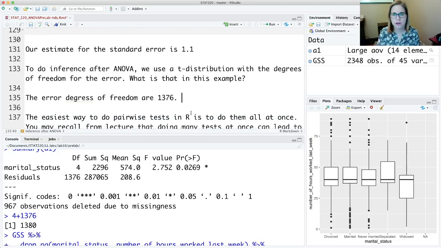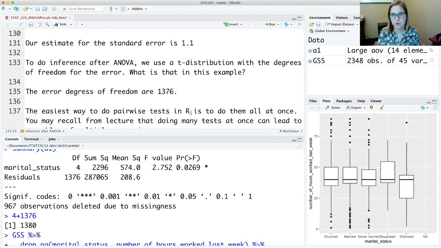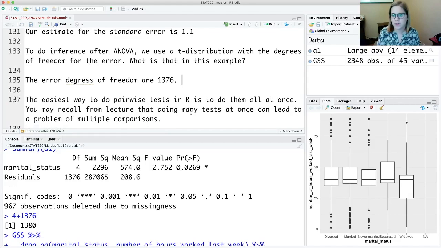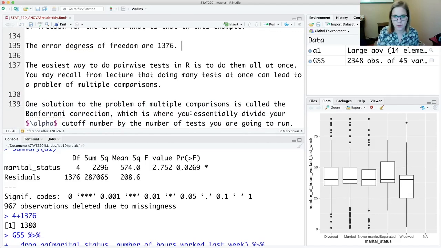And we could write out the math using R as a calculator, like we've done several times in labs, but the easiest way to do pairwise tests in R is to do all of them at once using a particular function. If you do a lot of tests at once, you could end up in this problem of multiple comparisons, where you have done so many tests that you're going to find some that are significant just by chance. And one solution to that problem is to do the Bonferroni correction.